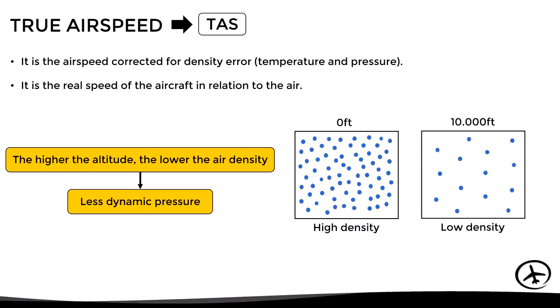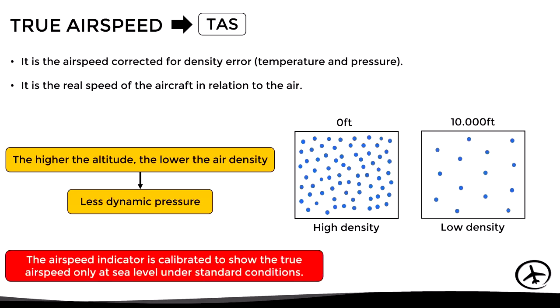Something important to note here is that the instrument is calibrated to indicate the true airspeed only at sea level under standard conditions. So in other words, the airspeed indicator assumes that the density is always that of sea level and with standard temperature. This means that at sea level, the indicated airspeed and the true airspeed will be roughly equal. However, as we climb and the density starts reducing, then this relationship will change.